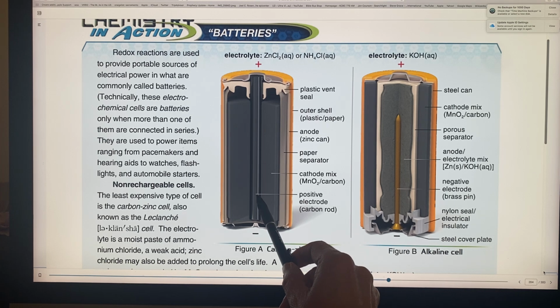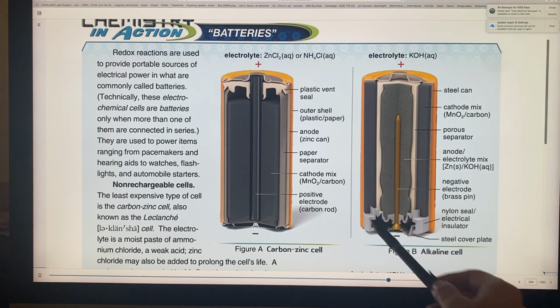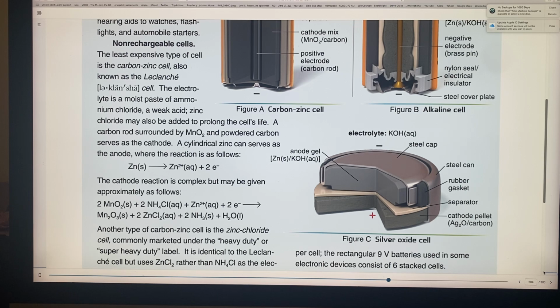Here we have the positive electrode in the middle, I'm sorry. And then here we have this nylon seal at the end and this steel cover plate. This is an alkaline cell. It's the same principle, just put together in a different way, with a different chemistry, similar to the electrolyte cell of the zinc. So the carbon zinc cell and the alkaline cell are a little bit different there. Here we have another cell. This is a silver oxide cell.